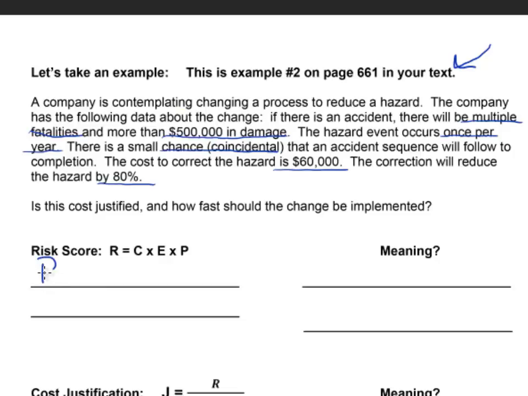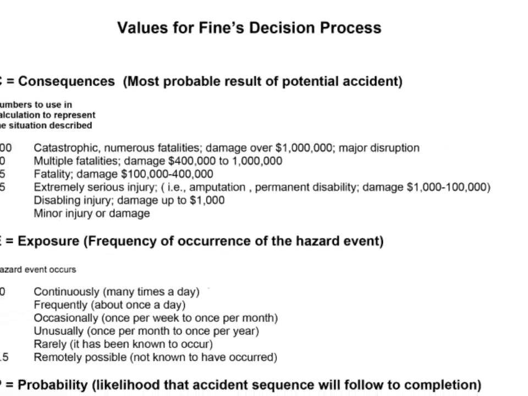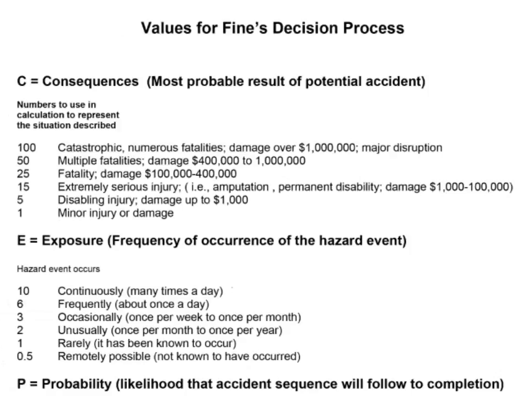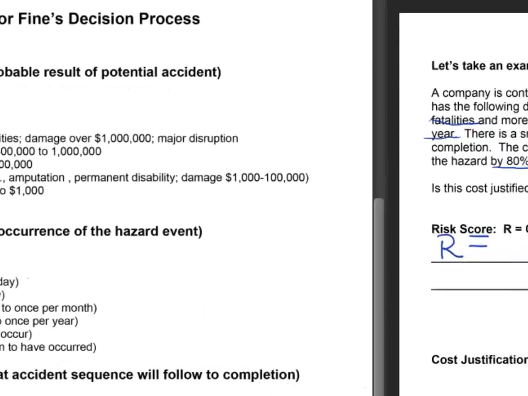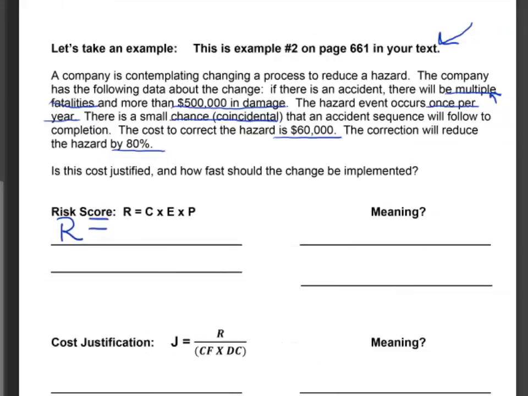First of all, we have, of course, R, which is what we're trying to calculate, equals, and the first one is C, consequence. Let's look up here. We have, looks like, multiple fatalities and more than $500,000 in damage. Let's go over to C, and which value represents multiple fatalities, damage of 400,000 to 1 million? So that looks like our deal. Looks like 50 is what we need to put. So R equals 50. That's our first factor.